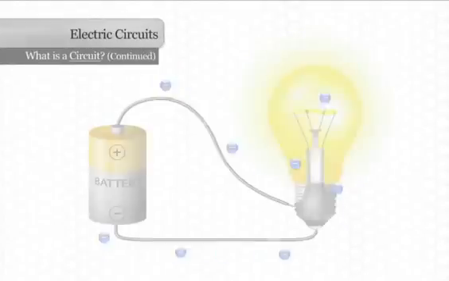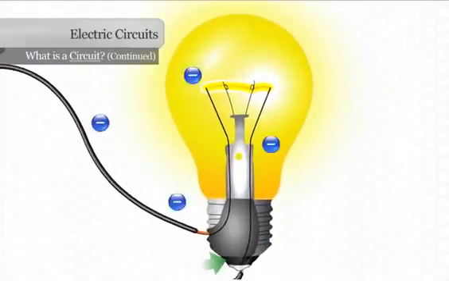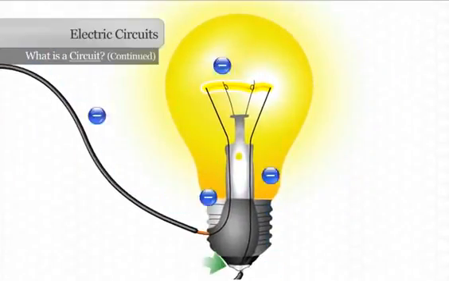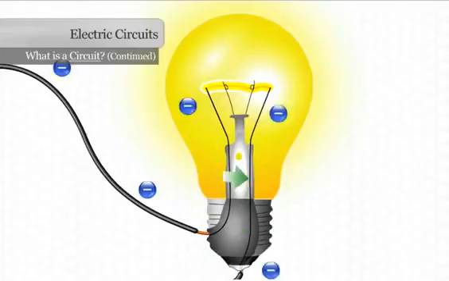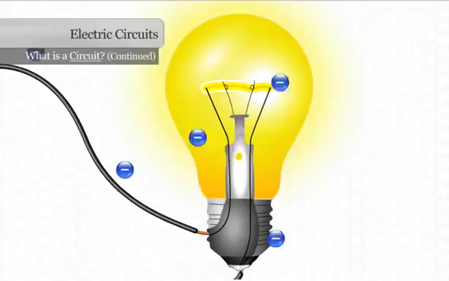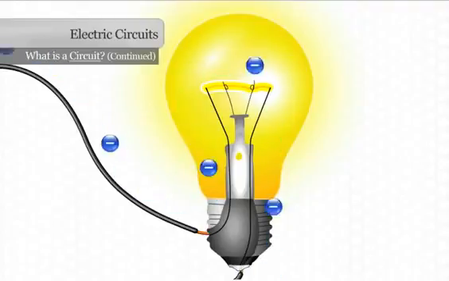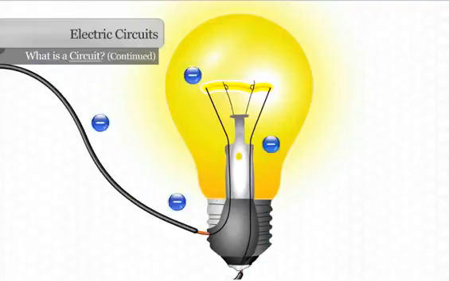Now look closely at the light bulb, and you'll notice that there is an insulator between the conductor that leads up to the filament and the conductor that leads away from the filament. Remember that the atoms of conductors easily accept and pass on electrons. The atoms of insulators do not.